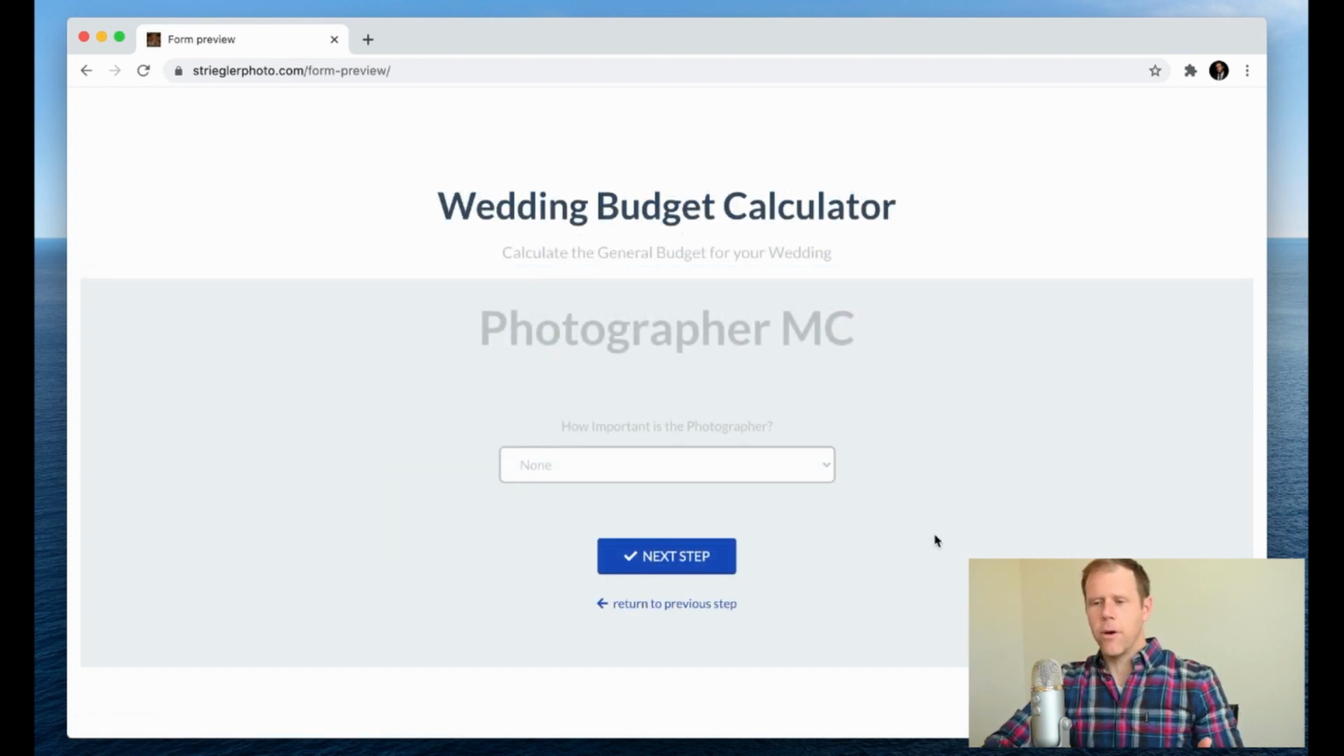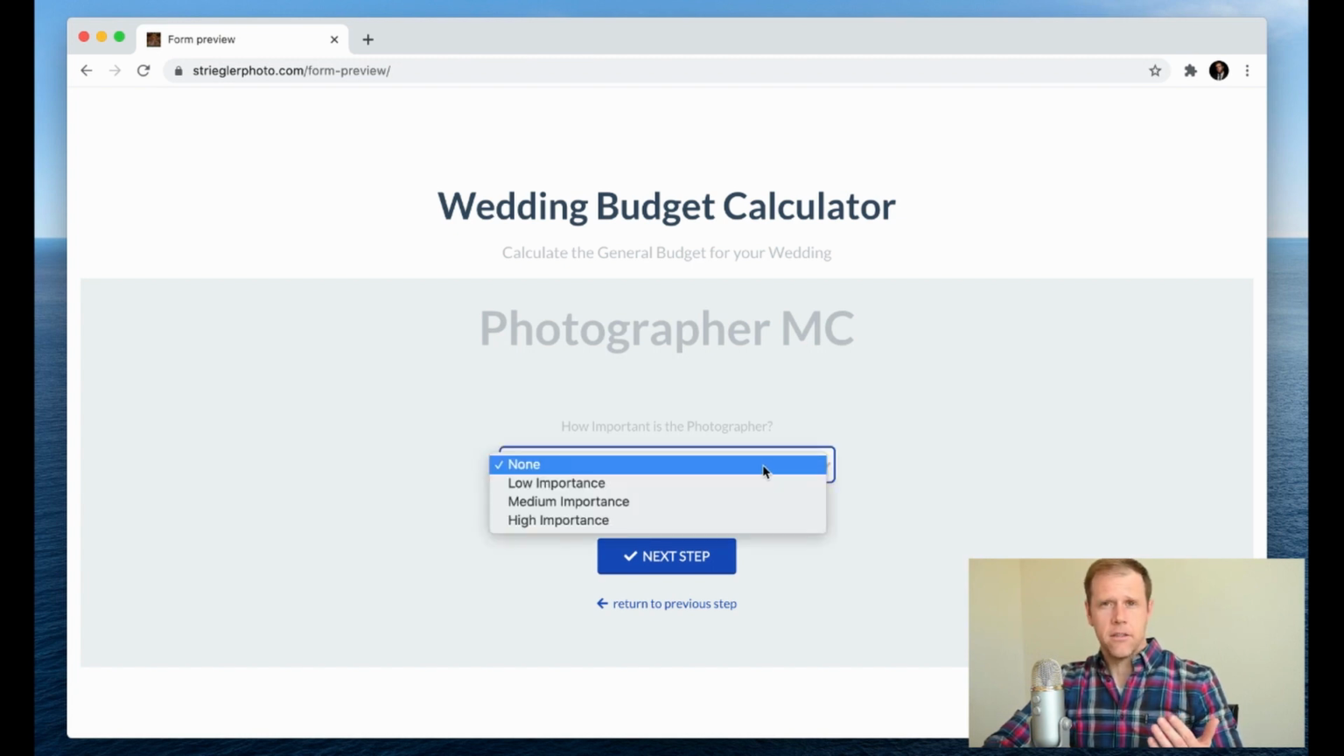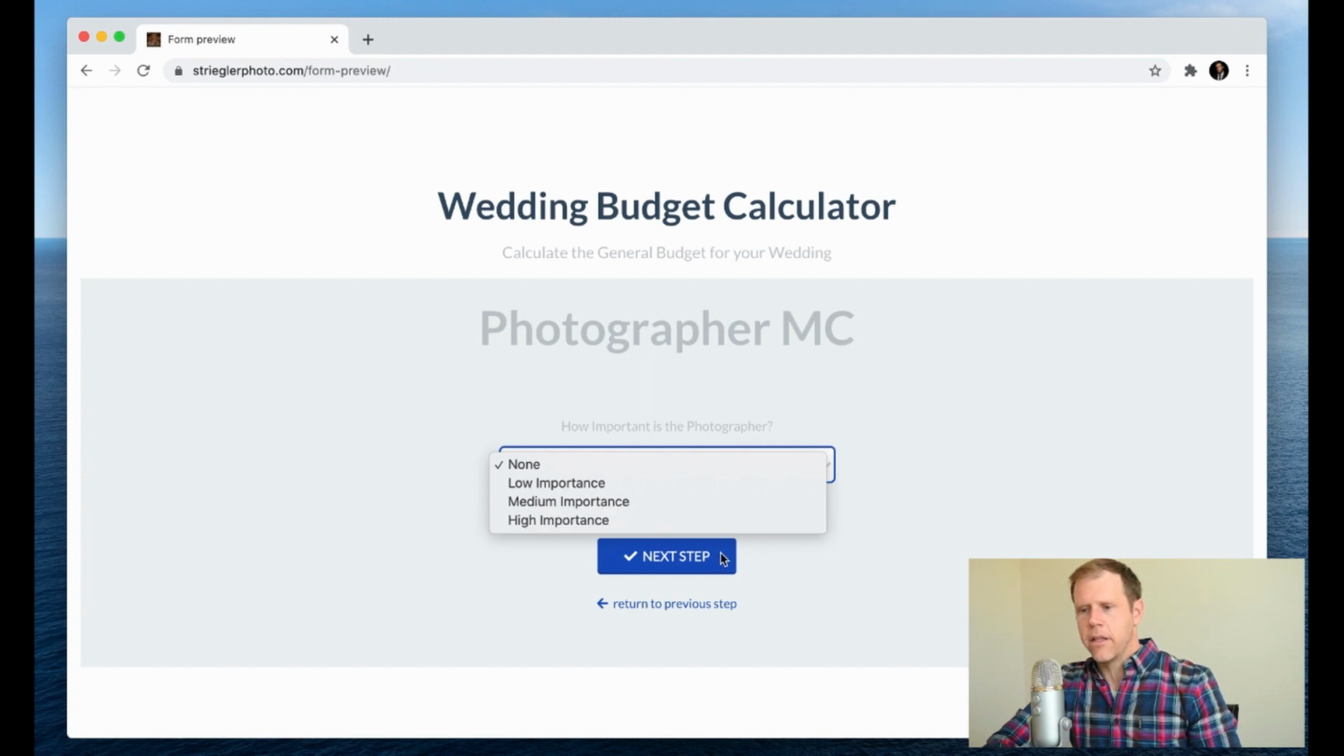Now, in about every question, you're going to have this little drop down, and I've gone ahead and put the none on pretty much all of them, because maybe you're not going to have a photographer because your uncle's a really good photographer, or maybe you're not going to have cake because you don't like cake, or maybe because someone volunteered to bake you a cake. So I have that option there, and basically if you click none, it's going to put $0 in for that category.